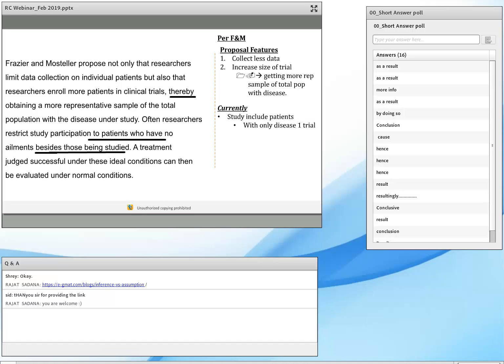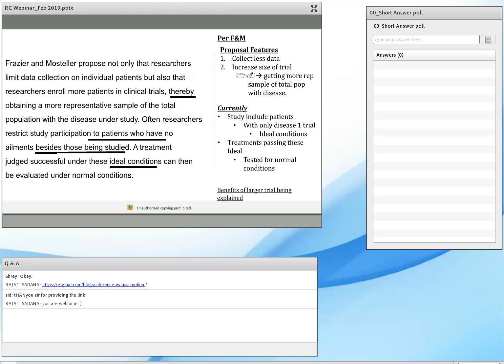And then the author goes on to say a treatment judged successful under these ideal conditions, that's where the author says ideal, can then be evaluated under normal conditions. So there's a second stage of evaluation. That's what happens in the current process. So far with me, you guys are clear? All right.